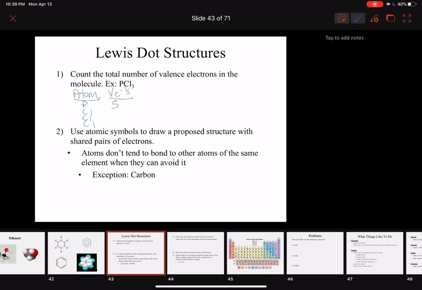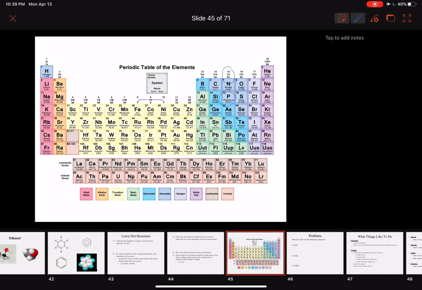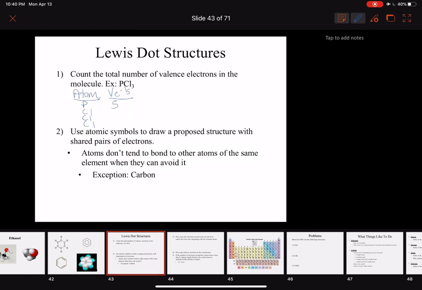Now for chlorine, we have group 17 or 7A. That means that each of our chlorines is going to have how many valence electrons? 7, that's right. So 7 for each one of those. So 7 plus 7 plus 7 is 21, plus 5 is 26. So we have 26 valence electrons available for drawing the structure.